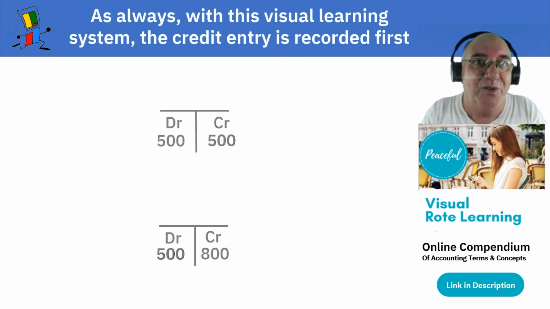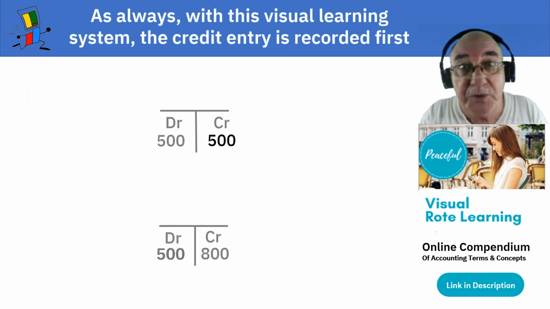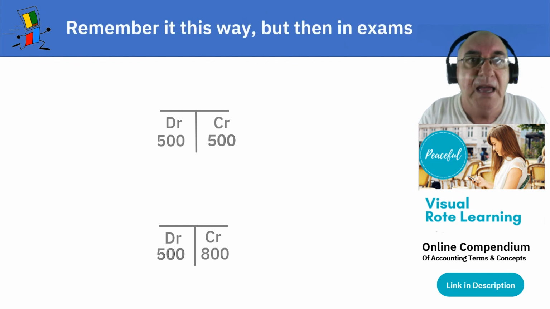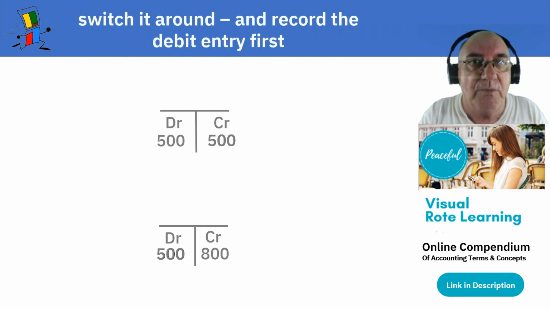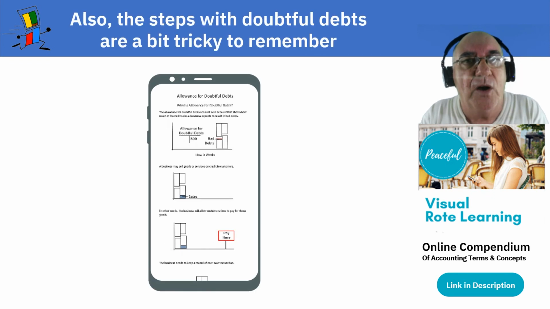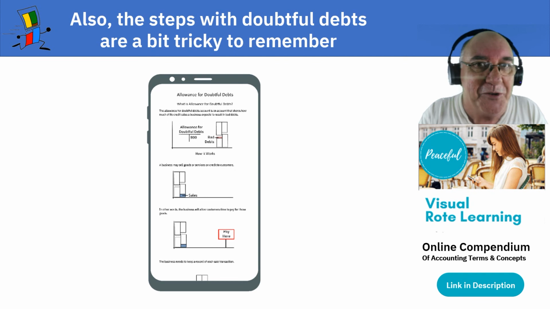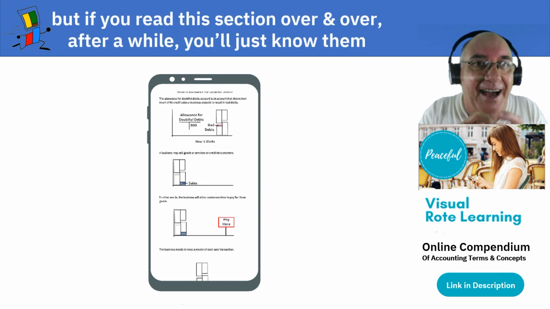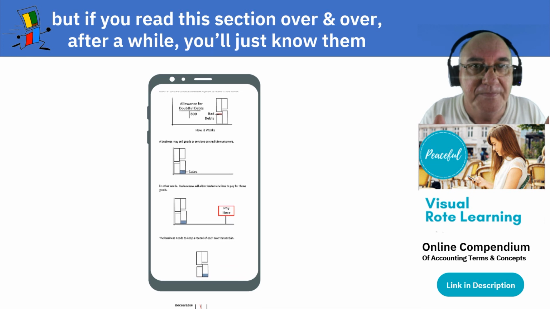As always with this visual system, the credit entry is recorded first, then the debit entry. Remember it this way, then in exams switch it around and record the debit entry first. Also, the steps involved with doubtful debts are a bit tricky to remember. But if you read this section over and over, after a while you'll just know them.